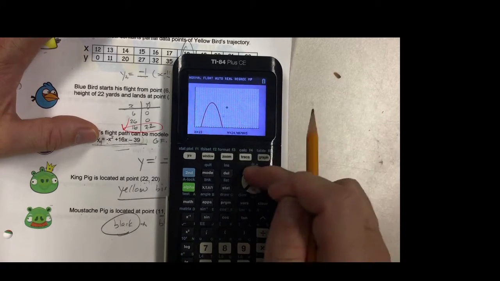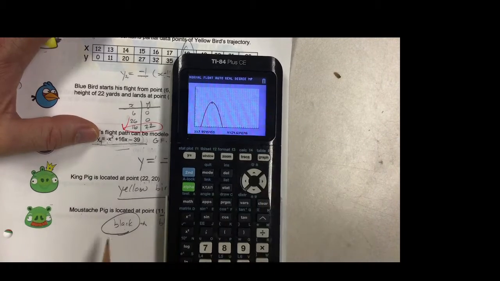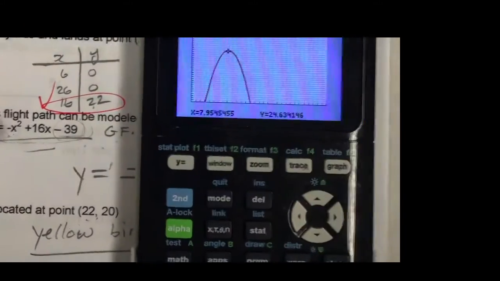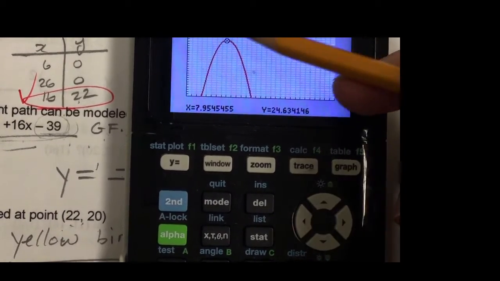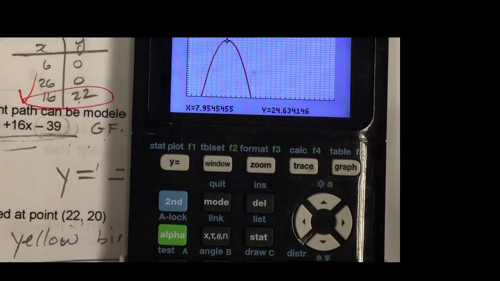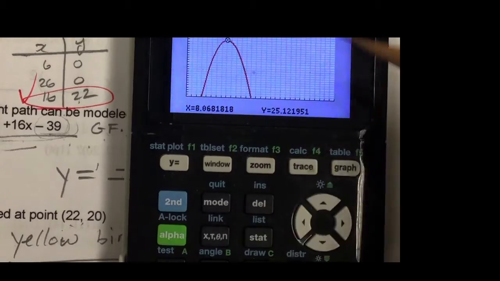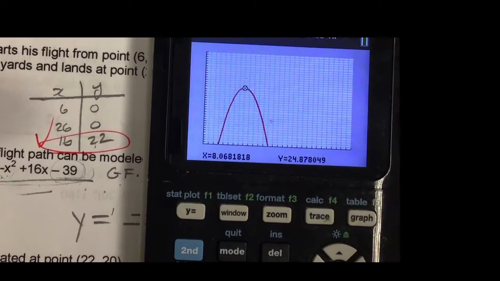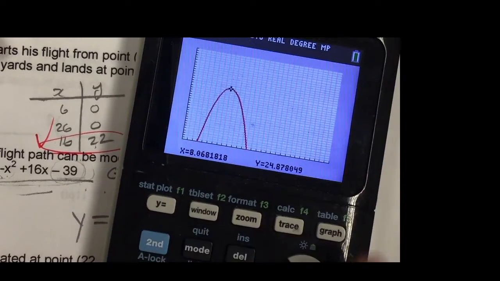Now, we could use this arrow key here, but we already figured out that it's not quite exact, because when we were trying to figure out the black and blue birds, it wasn't exact. If you were to guess, we got 7.95 and 24.6. If you were to guess an exact vertex there, I would guess 8 and 25. Is that reasonable? That's probably bang on. Well, using the arrow keys like that is not exact. Let's let the calculator figure out the exact answer based upon its calculations. It can take a sampling and figure it out.